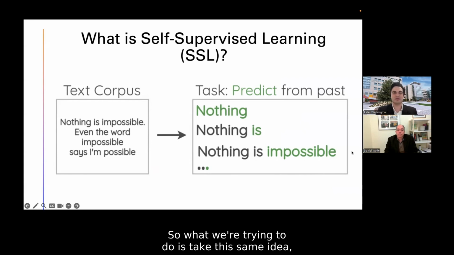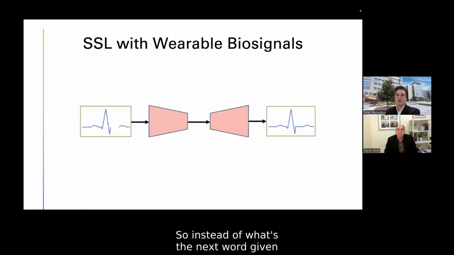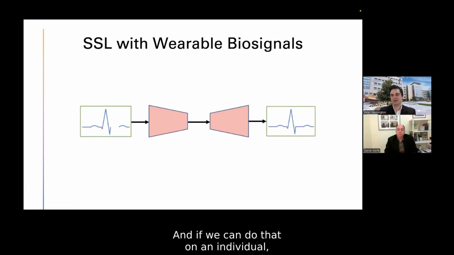So what we're trying to do is take the same idea of predicting the next word given previous sequences of words for a foundation model for NLP and apply it to wearable biosignals. Instead of predicting the next word given the previous sequences of words, it's predicting the missing portion of the biosignal given either the surrounding portions of the biosignal or the preceding portions of the biosignal. And if we can do that on an individual, then we can learn the nuances of their physiology.